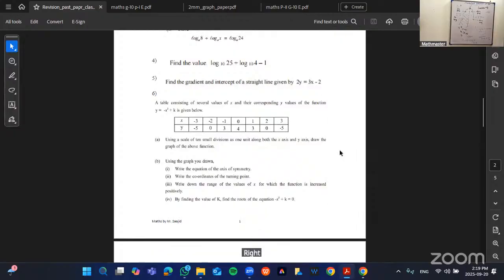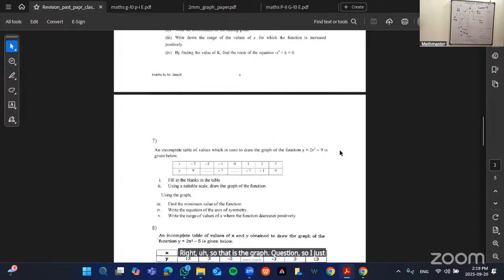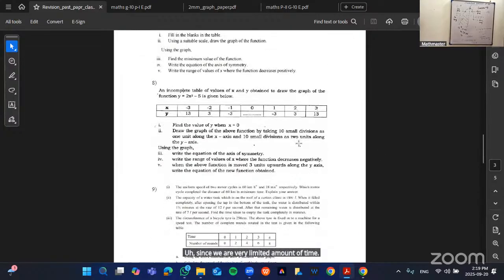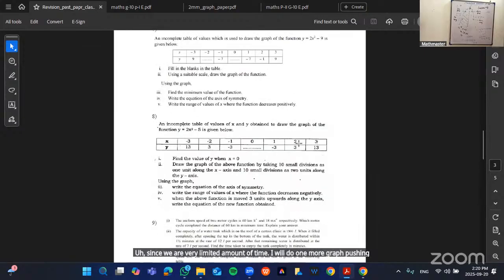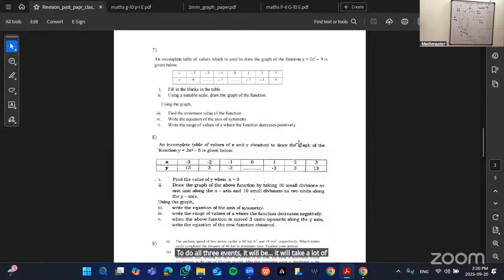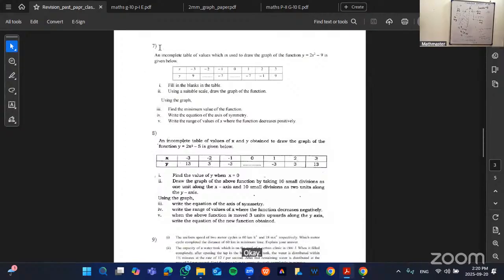Right. So that is the graph question. So I just need only one graph question. Since we have very limited time, I will do one more graph question, because we have 1, 2, 3. To do all three will take a lot of time. So I'll do the seventh question only, and I'll give question number 8 as homework, right? Okay, so question number 7.